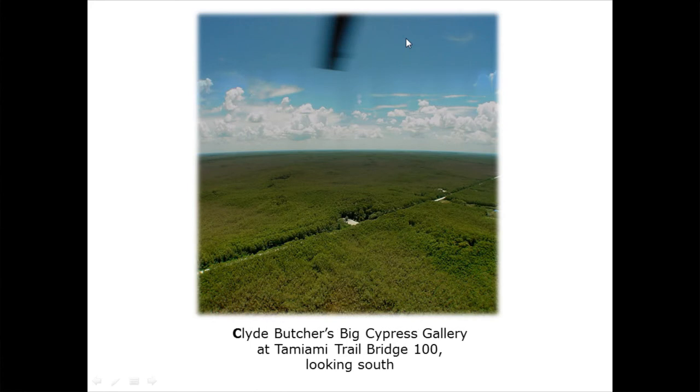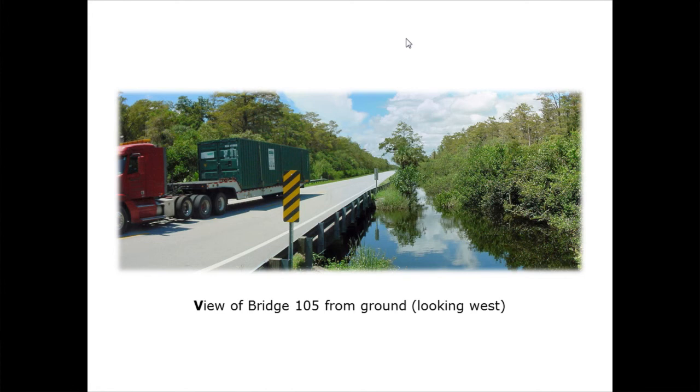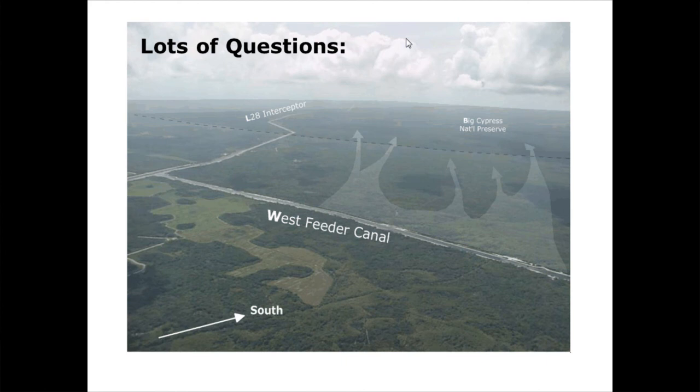And here's a picture of Clyde Butcher's Gallery from the air. And here's a look at a nearby bridge, just a couple bridges down, Bridge 105, from the ground. So this isn't a huge structure that we would associate with what you see in the Everglades, possibly because this is more a Big Cypress example. And again, the upstream watershed north of the West Feeder is not as big. So that's the back of the envelope calculation.